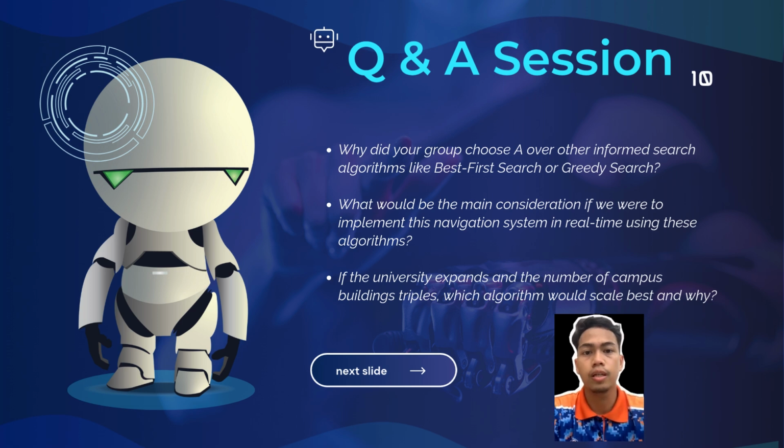So for the question and answer session, the first question is why did our group choose A-star over other informed search algorithms like best-first search or greedy search? The second is what would be the main consideration if we were to implement this navigation system in real time using this algorithm? And the third question is if the university expands and the number of campus buildings triples, which algorithm would scale the best and why?